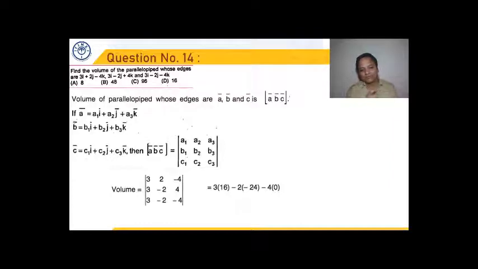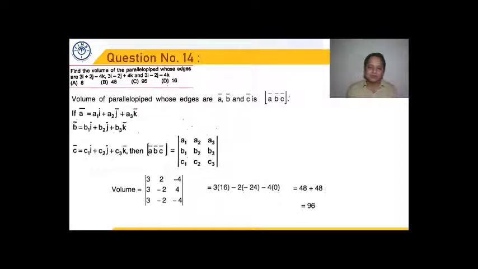Then minus 4, 6, minus 6 and plus 6, that becomes 0. 16 3 48, 24 2 48, minus minus becomes plus, so 48 plus 48, that comes out to be 96. So volume comes out to be 96 cubic unit.